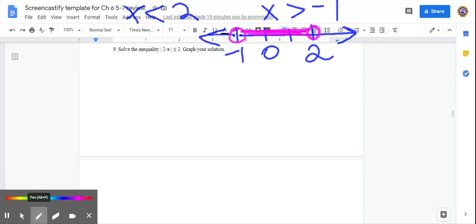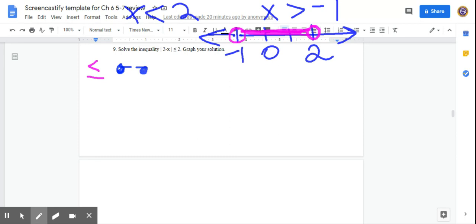Number 9, the absolute value of 2 minus x is less than or equal to 2. First question, what kind of inequality is it? Less than or equal to? That means an and, so you're going to have intersection.